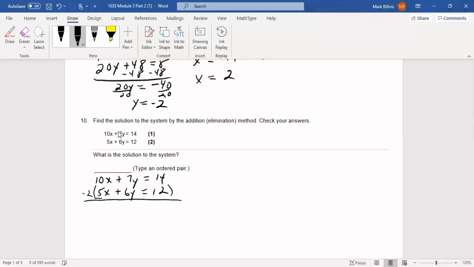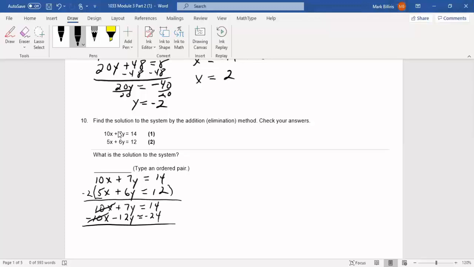But I don't just multiply that term, I multiply the entire equation. So I'm going to rewrite the first equation, 10x plus 7y equals 14. And now I'm going to multiply that whole second equation by negative 2. And that gives me negative 10x minus 12y equals negative 24. Now I'm going to add the two equations together, and now it does what I needed it to do. The 10x and the minus 10x will cancel out, leaving me with only one variable.